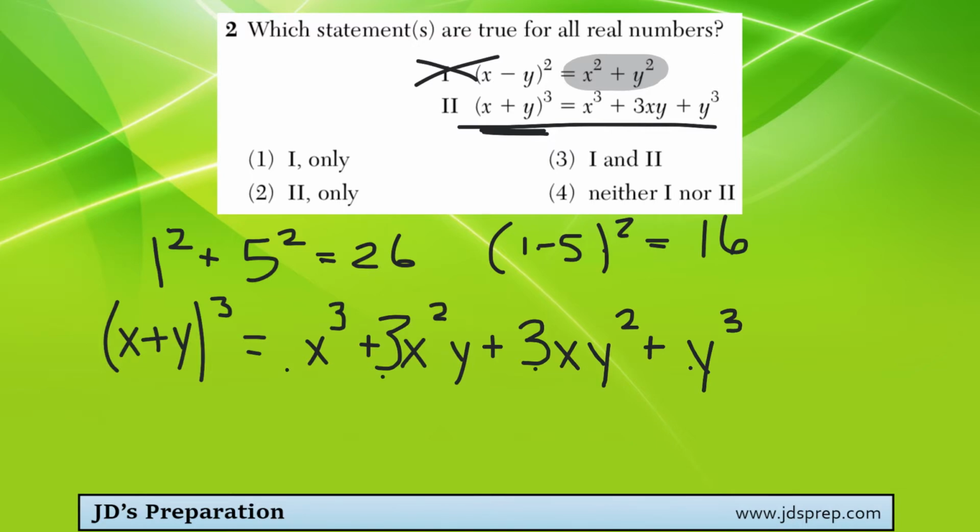So that is the expanded form of (x plus y) all cubed, and we can see that that clearly does not match statement number 2. So actually, neither of these are true for all real numbers. Therefore, our correct answer is option number 4.